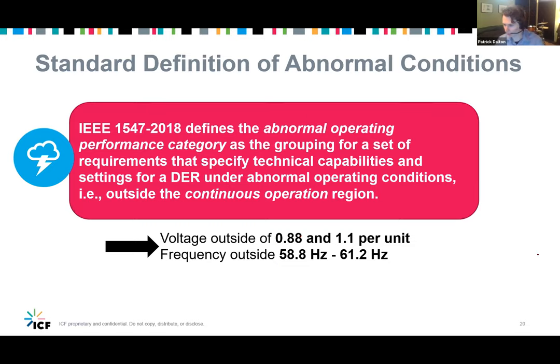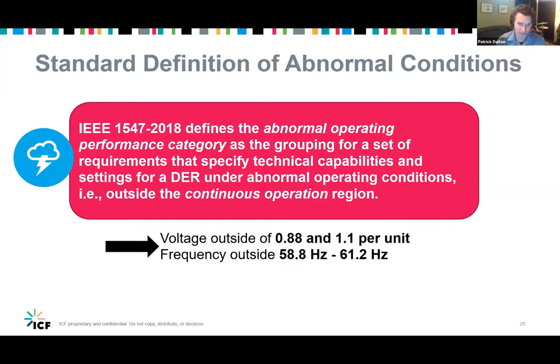So I saw a couple more questions come in. First one, in the scope of IEEE 1547, how do you differentiate between utility scale? There really isn't a definition within 1547. It's anything that's connected to the distribution system, and it doesn't even really define what distribution system voltages are.